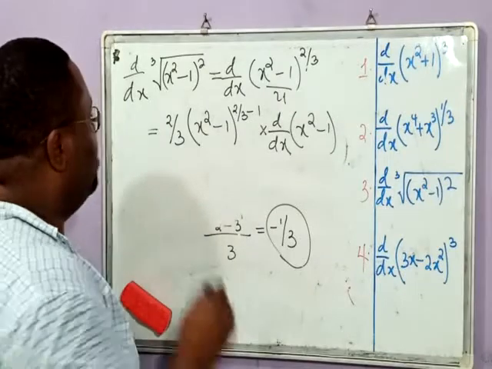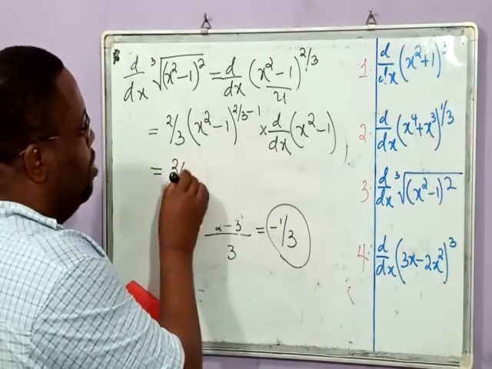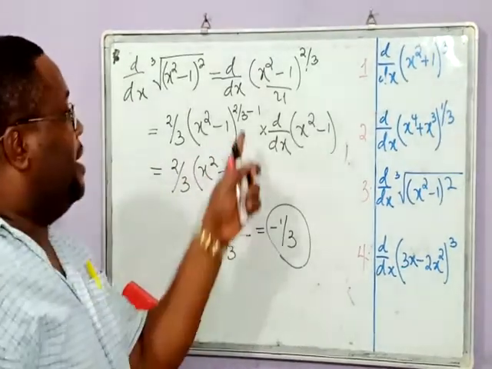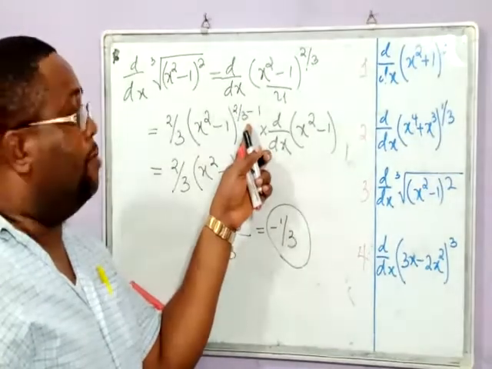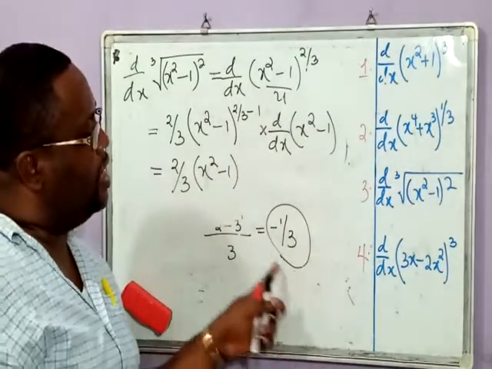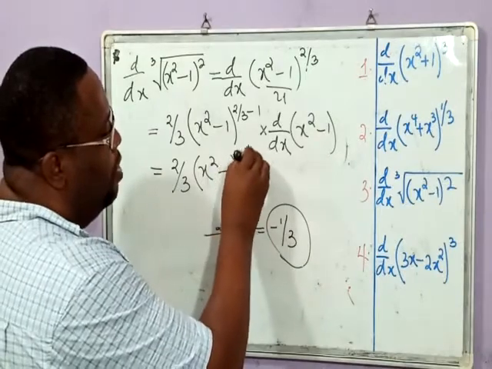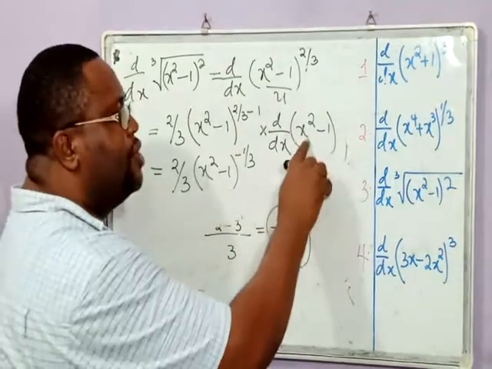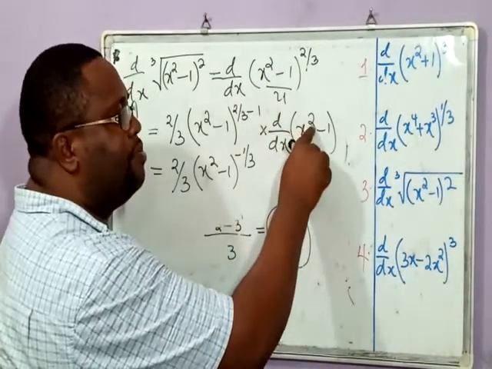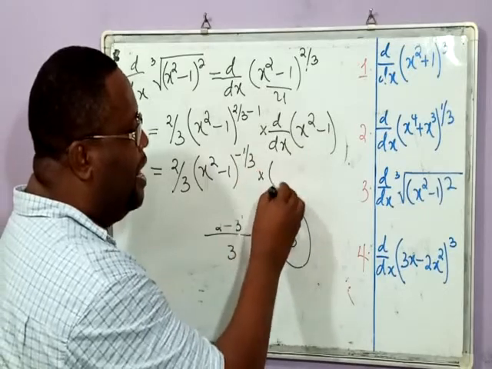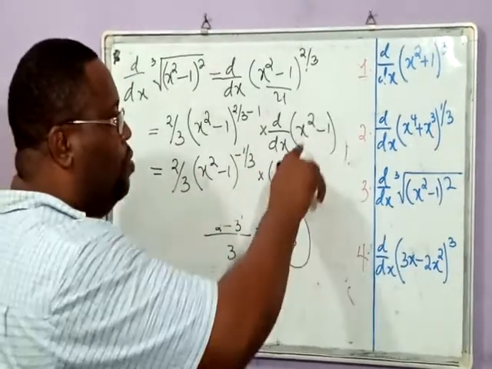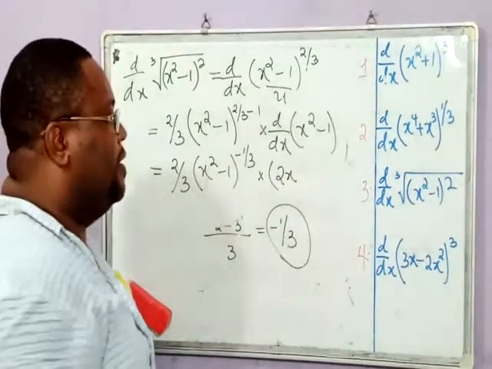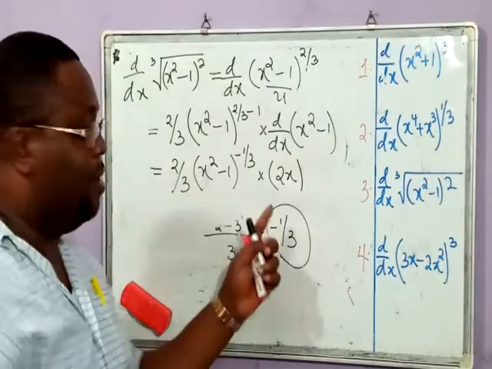So what then happens? This becomes equal to 2 over 3 into x squared minus 1, and for this power, we just did some arithmetic and discovered that it gave us negative 1 over 3. Now we are multiplying by the derivative of x squared minus 1. When you differentiate x squared, you get 2x, and when you differentiate negative 1, you simply get 0. Okay, perfect. Now look at something.